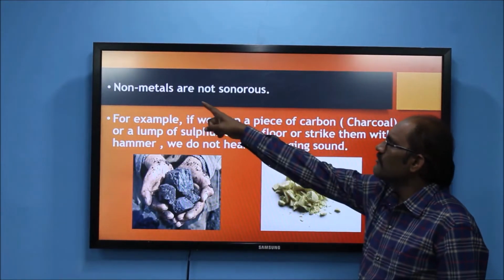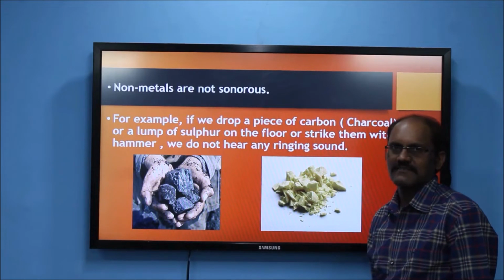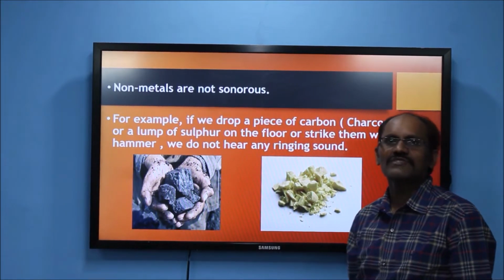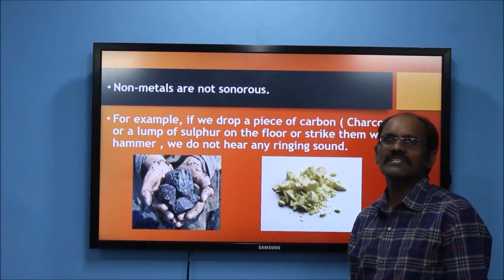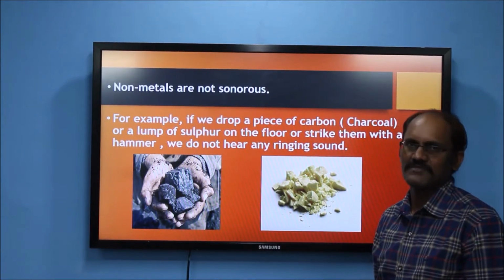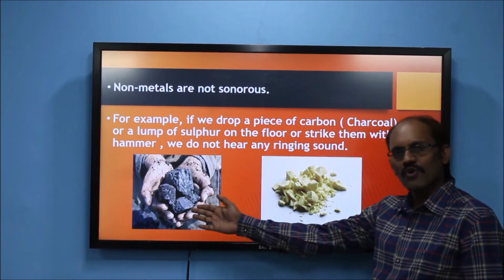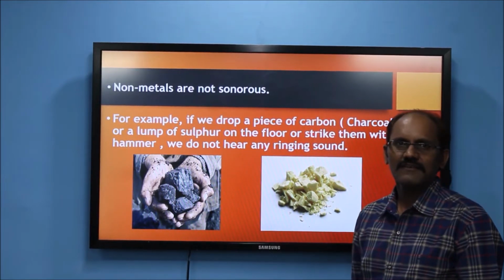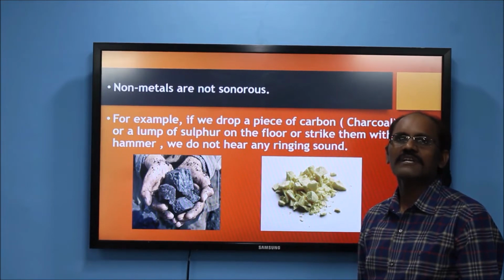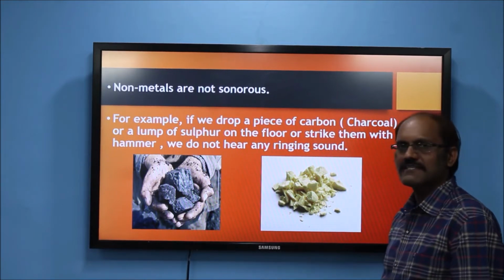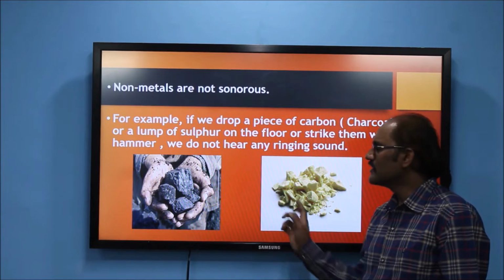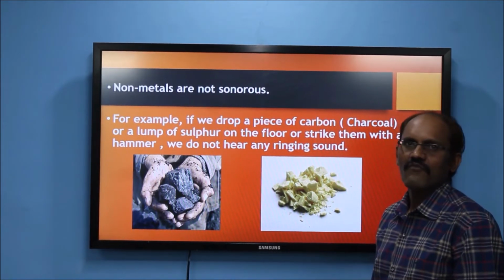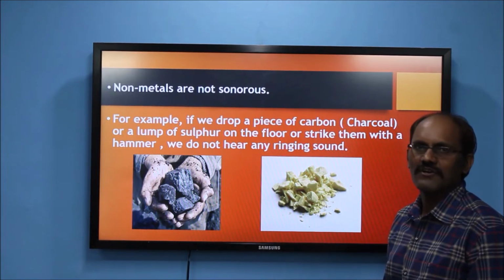Whereas non-metals are not sonorous. This means that non-metals cannot produce ringing sounds when we strike them with a hard object. For example, coal. As I said, coal contains carbon. Carbon is a non-metal. Sulfur is another non-metal. These non-metals don't produce ringing sounds when we strike them with a hard object.